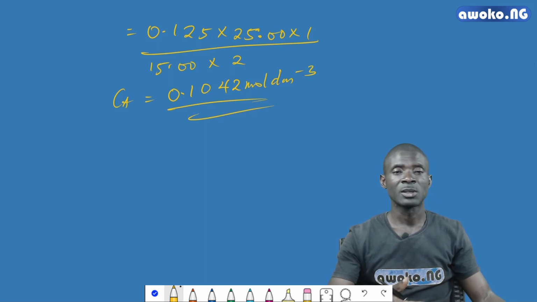With these few examples, I believe if you come across any question in your JAMB, WAEC, or any exam at all that has to do with calculating the concentration of a solution or involving the use of the volumetric analysis formula, it will be a very simple thing for you to handle.